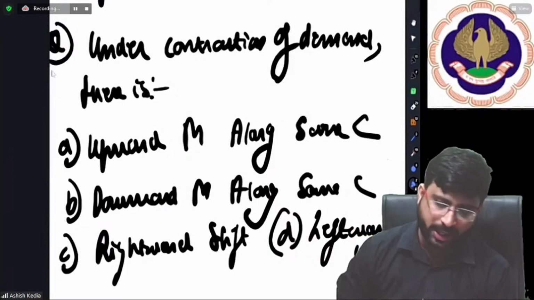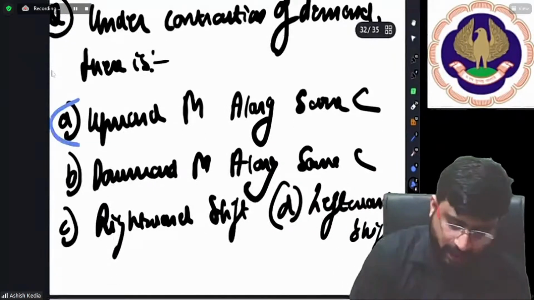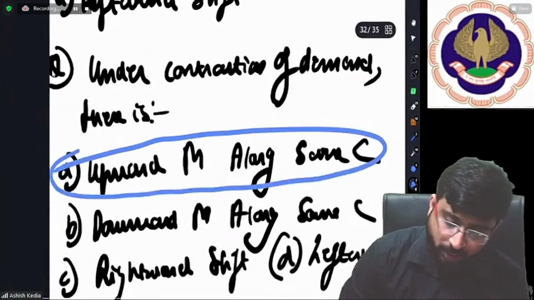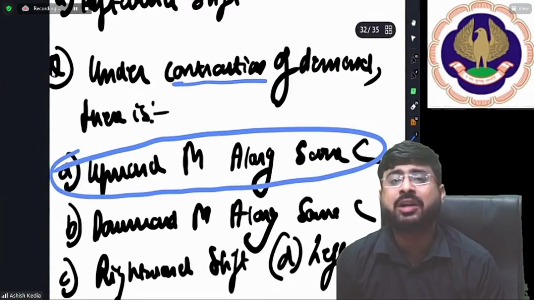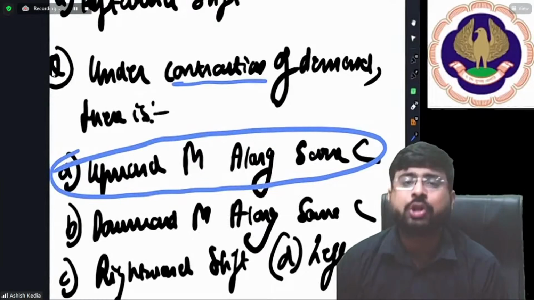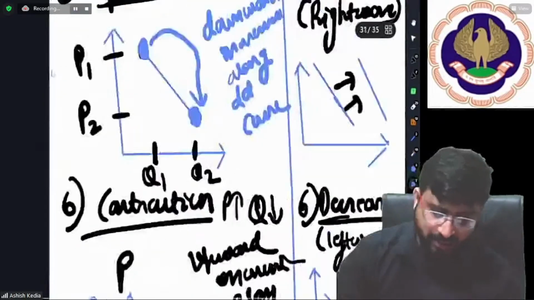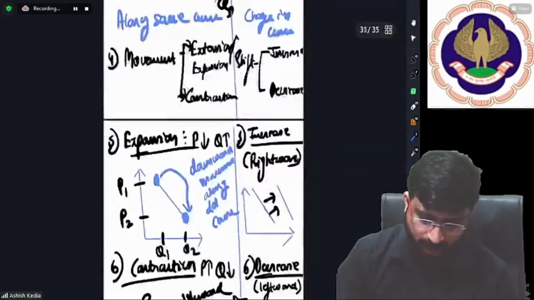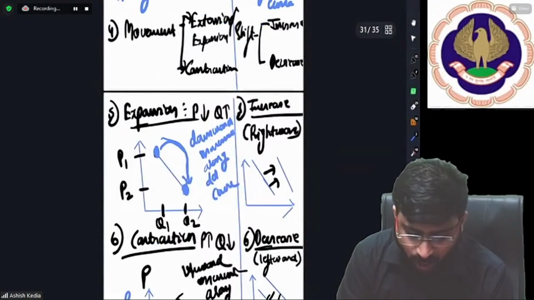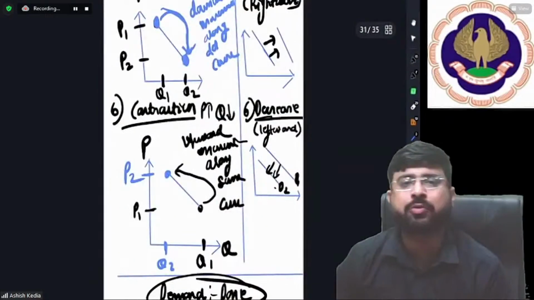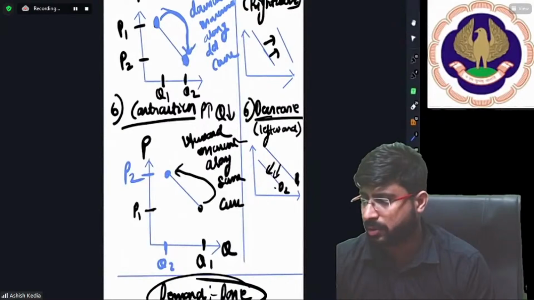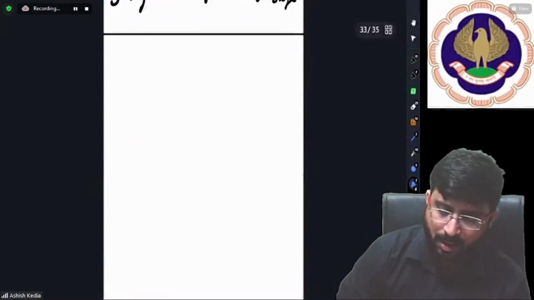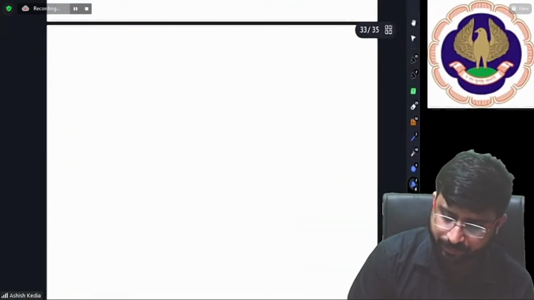Yes. So the answer is correct for people who are saying upward movement along the same curve, because I have used the word contraction. Please remember, in expansion and contraction, you move on the same curve. I depicted it right now. I showed expansion, downward movement, contraction, upward movement. I showed it just now. Okay. Moving on to the next question.